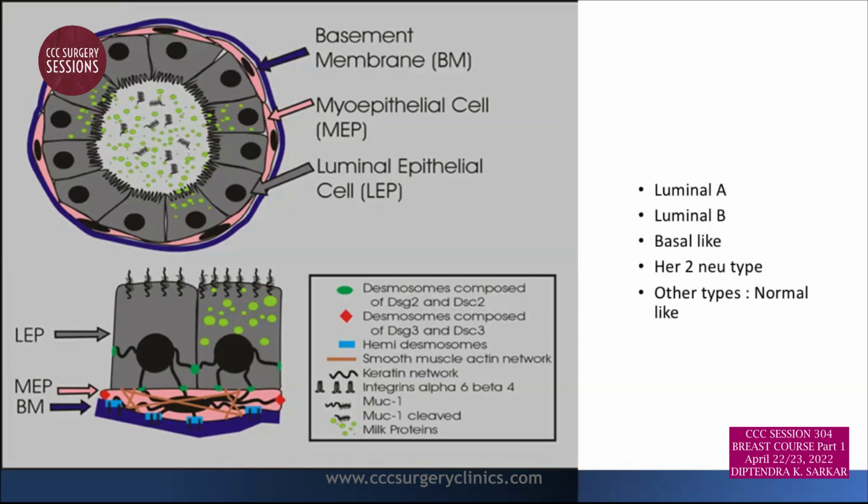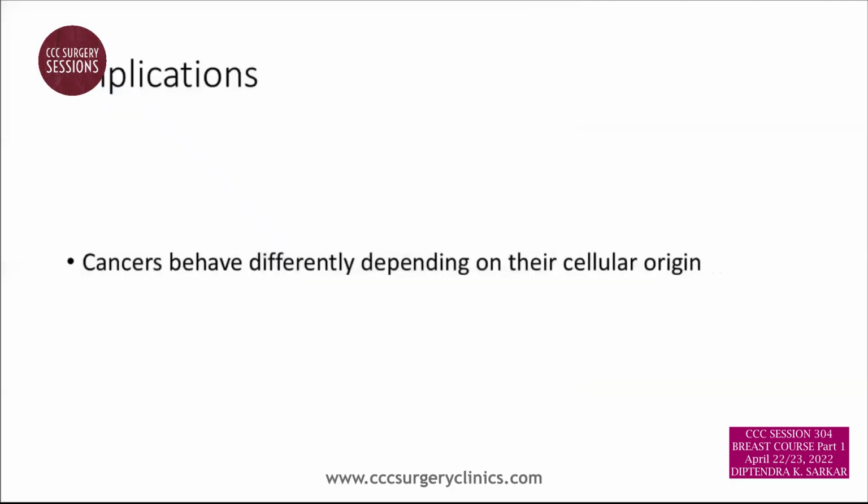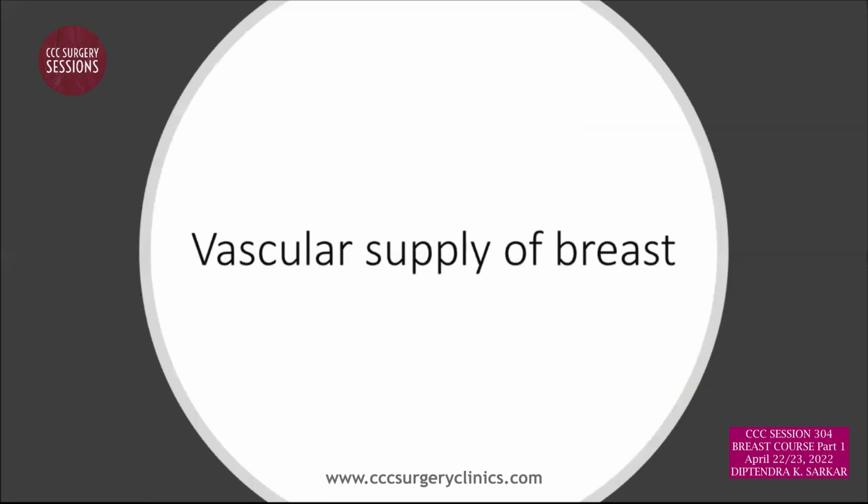And the anti-apoptotic function and the anti-angiogenetic functions are completely lost. So therefore, you must understand the significance of this new group of cells, which are called the myoepithelial cells, and they are the key players or the kings in understanding of breast cancer. The implication, therefore, is that cancers behave differently depending on their cellular origin.